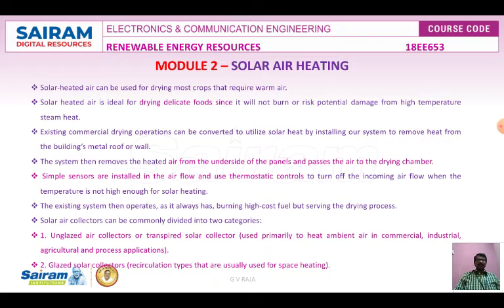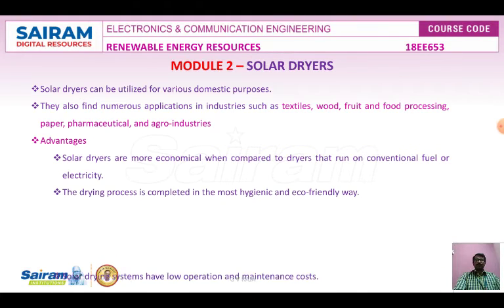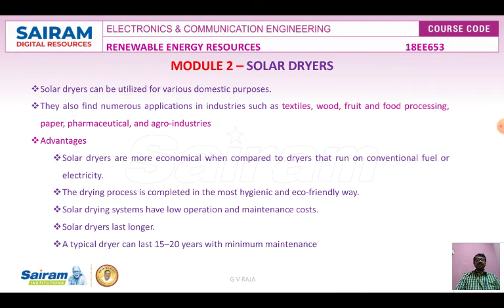Unglazed air collectors are transpired solar collectors, which are used only in agriculture and other industrial applications. Next one is the solar dryer. Solar dryers are utilized for various domestic purposes. They also find numerous applications in industries such as textiles, wood, fruit and food processing, paper, pharmaceuticals and agro industries.